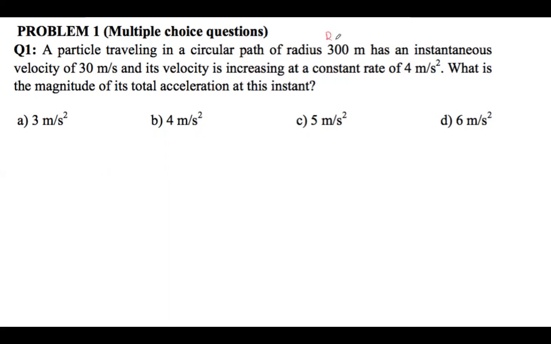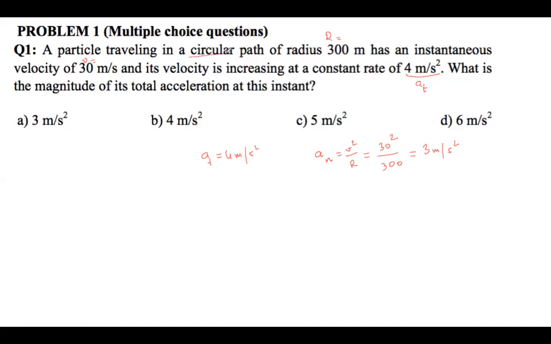So this is a radius R of 300. This is the instantaneous velocity V, 30. And what is the rate of change of the instantaneous velocity? Of course, this is AT, the tangential acceleration. So the tangential acceleration AT is 4 meters per second squared. And the normal acceleration is V squared over R. I know V at that instant, 30 squared over R, which is 300. So my normal acceleration is 3 meters per second squared.